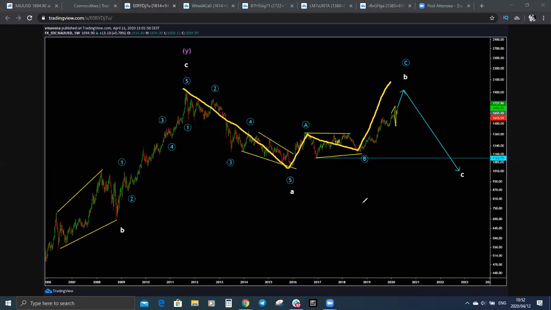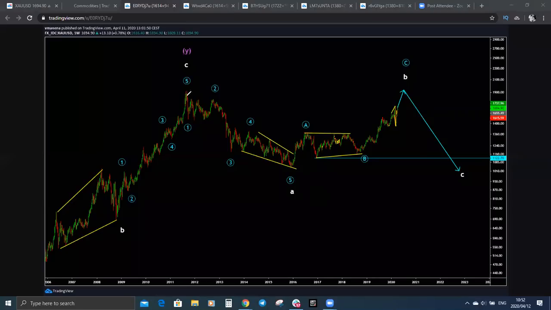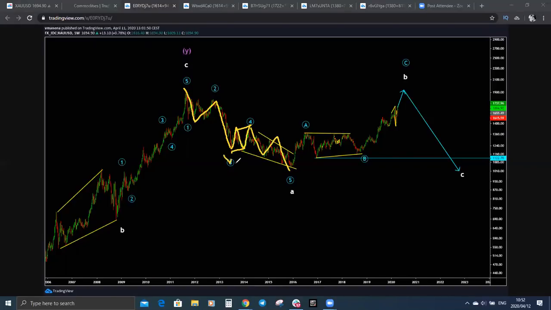This structure may change. And if that structure changes, that means instead of looking at this as an impulsive move, we could be looking at this as a double correction. Unfortunately, that is not something that you can identify with the naked eye. Right now, we're seeing an impulsive move. We're seeing an impulsive move that ends with a diagonal WXY.